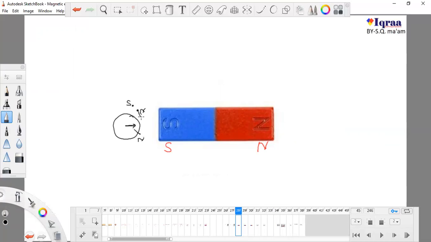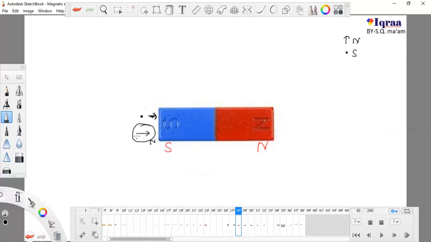Okay, so for north pole, I can use this arrow. First of all, let me tell you, this is my compass and it is showing north pole here. So I made two points. Now this north pole is indicated by this arrow, and south pole is indicated by this dot. So don't forget that the arrow is for north pole, sorry, and the dot is for south pole.